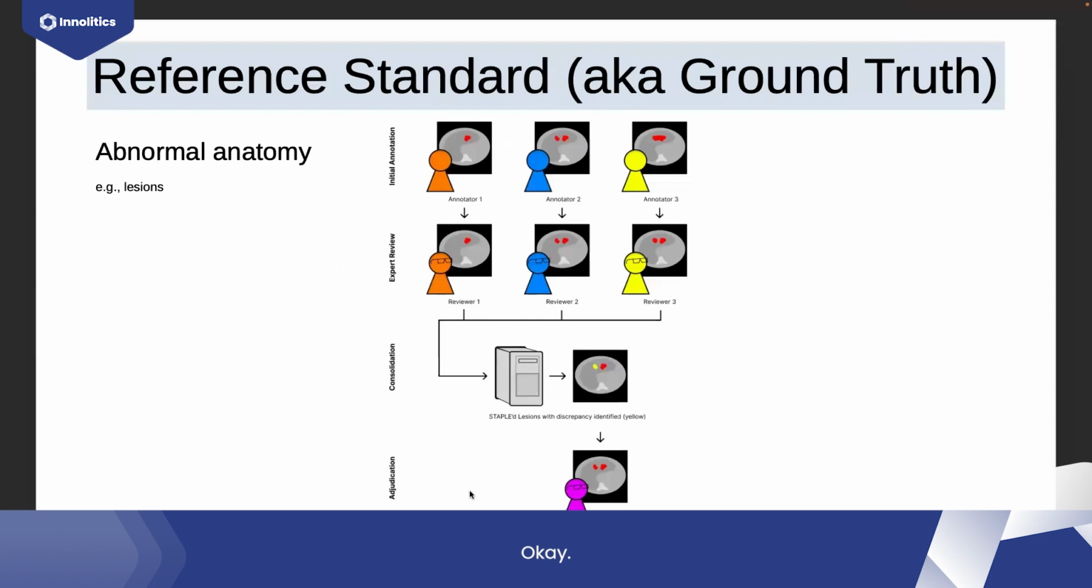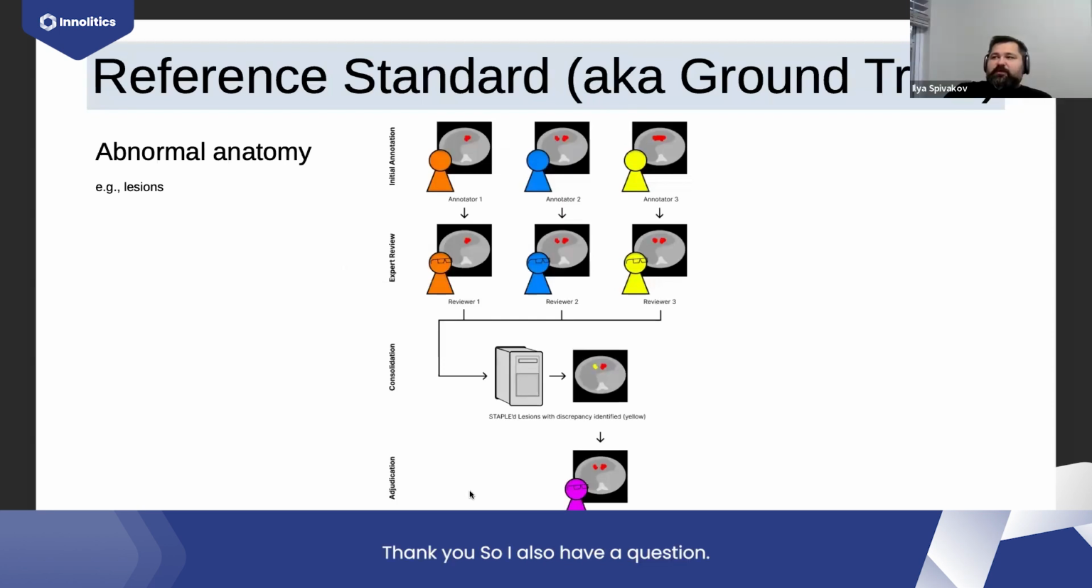Okay, thank you. I also have a question. From the figure, it seems like the data from annotator one all goes to reviewer one. Would you ever want to mix up some data between the different reviewers? Because if, let's say, the annotator and the reviewer have a similar bias, it might amplify it.